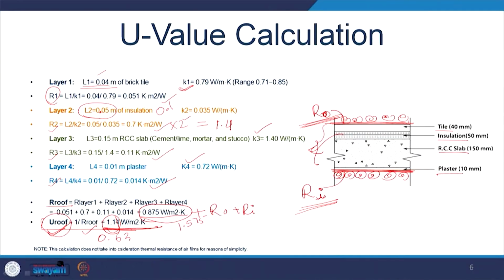So, we get a U value of 0.634, which is still higher than the U value prescribed by the code, but we can see that just by increasing the thickness of insulation, the U value has substantially reduced. So, we have to do those permutation combinations to achieve the U value of the roof within the prescribed limit.